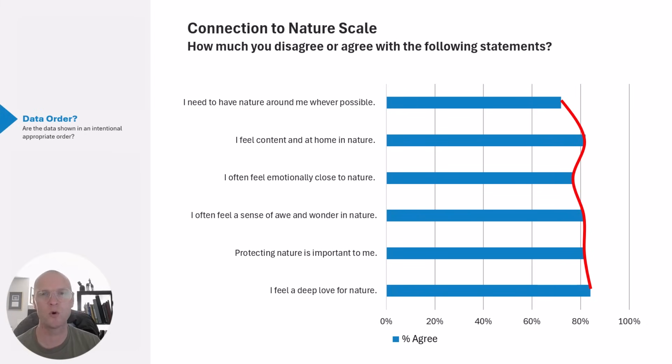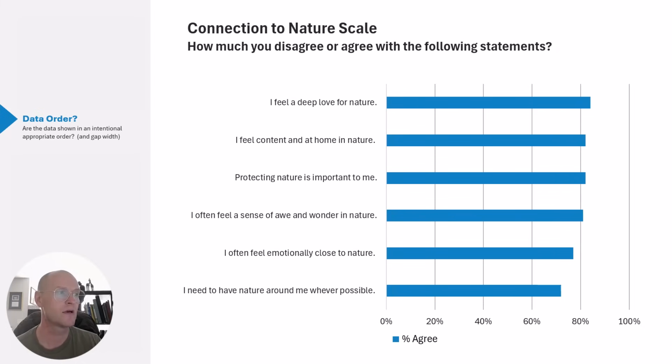Let's think about the data order here. There's no intentional order behind the rating of these items. So let's go ahead and order these from greatest to least. And now as I read this, my reader is going to be able to understand what the highest rated item was and what the lowest rated item was pretty quickly.